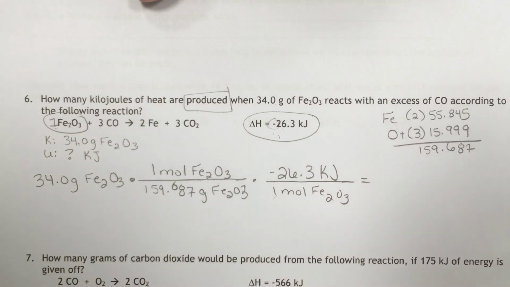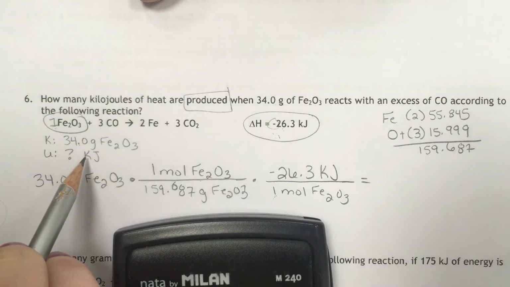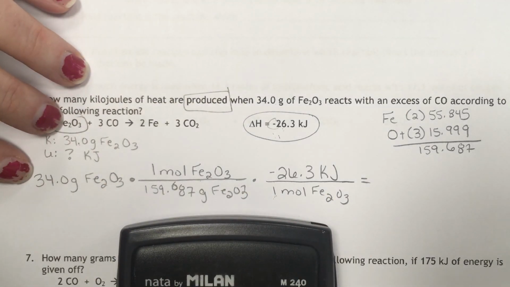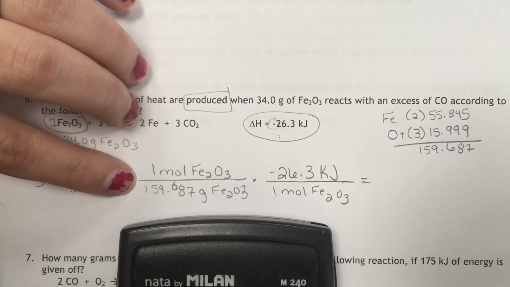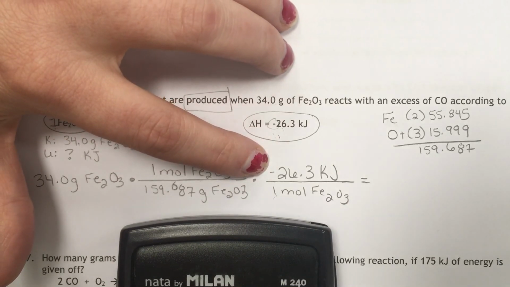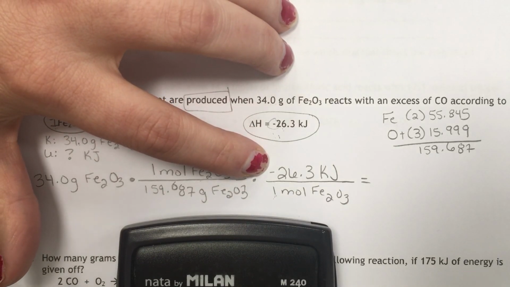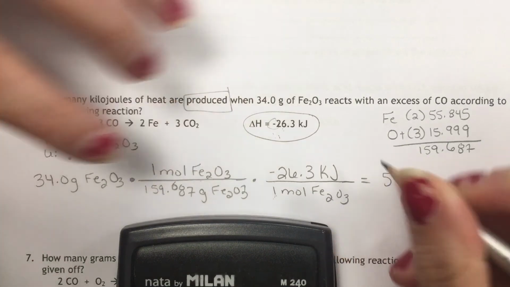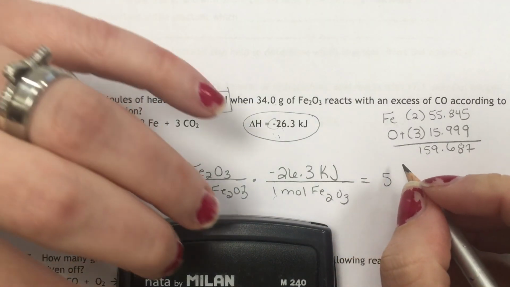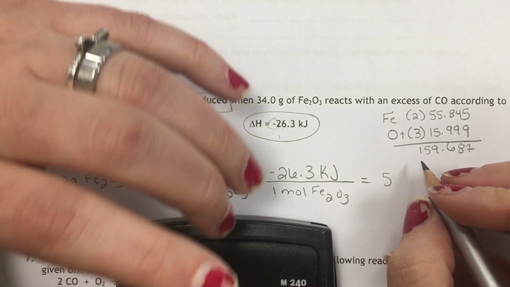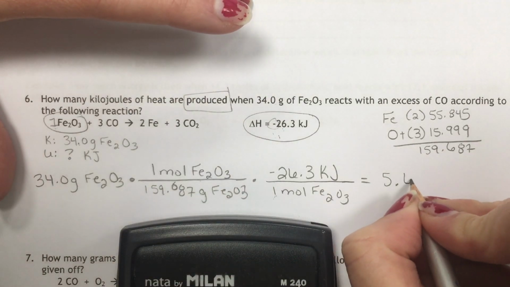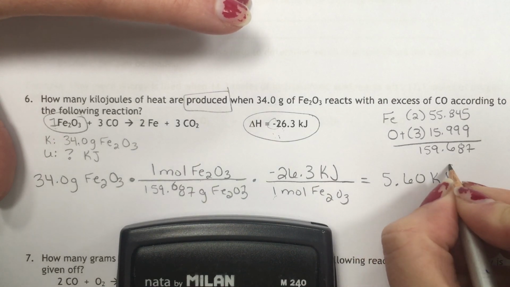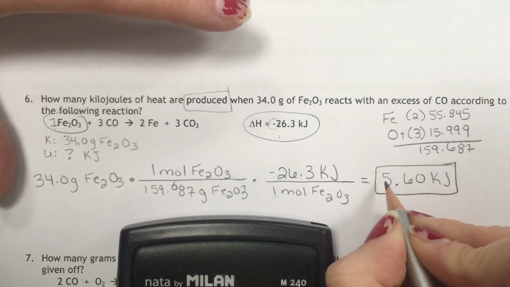Okay, so we just type that into the calculator because we are at our units of unknown. So we would do 34 divided by 159.687 times, I'm not going to type the negative because you just know it's going to be negative if you're multiplying by something negative. If you don't know that, you can put the negative. So we have 3 significant figures here, so 5.60 is what we will write. Kilojoules. And don't forget your sign.